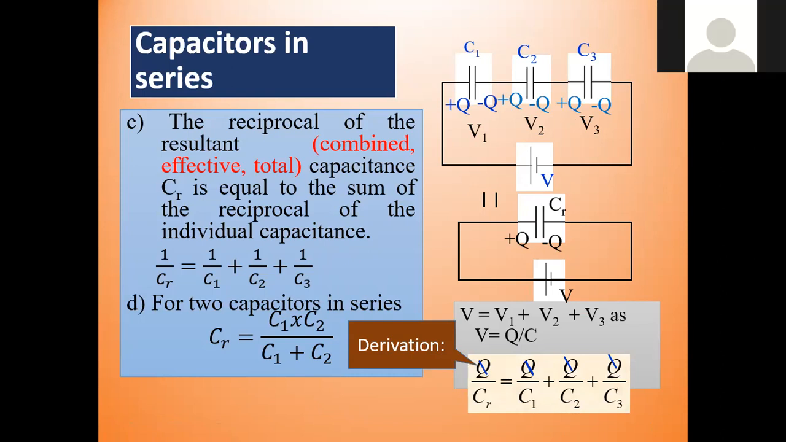The donkey part only, sir. What's the problem? I'm just replacing the voltage, replace each of the voltage there. For two capacitors, C1 times C2 over C1 plus C2, you just cover this one up. Okay, got it. Don't tell me SPM, your teacher didn't teach you all that. Sir, my bad. Okay, can continue.